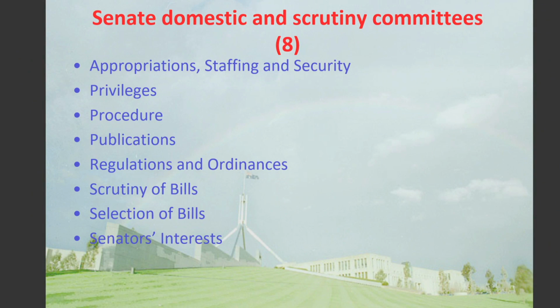Now we have a number of committees which assist with the administration of the Parliament, and we have committees in the Senate, so the Regulations and Ordinances Committee and the Scrutiny of Bills Committee and the Selection of Bills Committee. Those three committees give the Senate quite a distinct flavour, and so we should just have a little bit of a look at those.